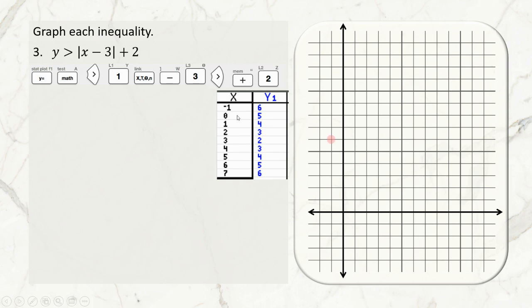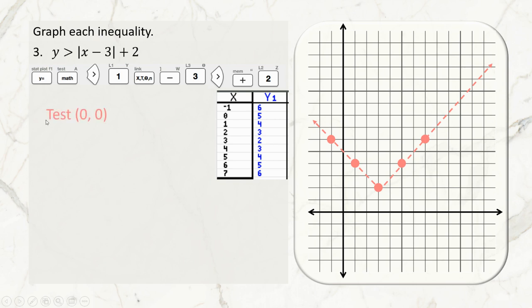So let's plot some of these points. Okay, there's negative 1, 6. There's 1, 4. There is 3, 2, sorry. And so on and so forth. Okay, so remember, if we remember right, absolute values are graphed and they look like V's. Okay, parabolas kind of look like U's. Absolute values look like V's. Okay, so this is a dash boundary line because it is strictly greater than.